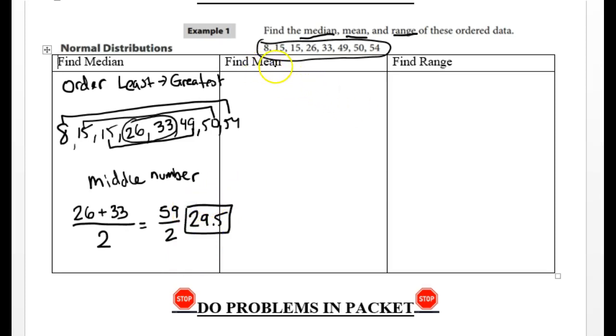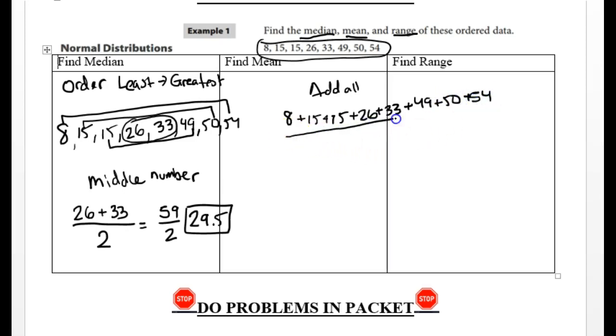The next thing we're going to do is find our mean, which means we're going to add up all our numbers. So let's add 8 plus 15 plus 15 plus 26 plus 33 plus 49 plus 50 plus 54. And we're going to divide by how many numbers there are. That's 1, 2, 3, 4, 5, 6, 7, 8 numbers. So let's go ahead and work this out. What would that be on the top part?